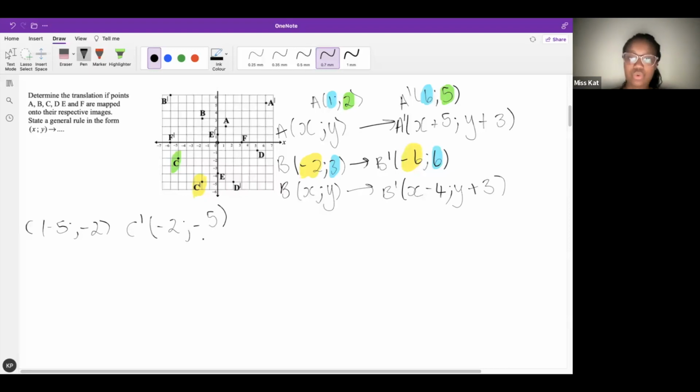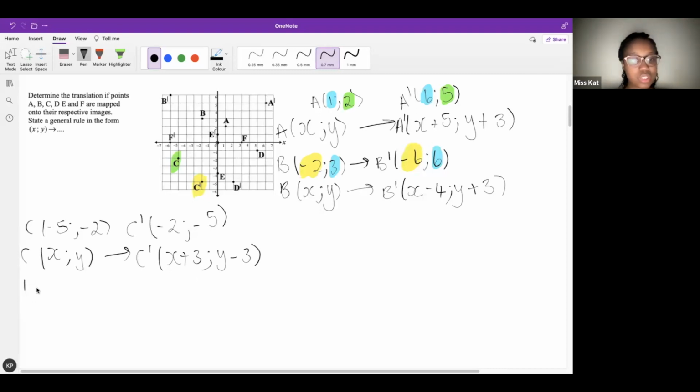Now, let us do our moving of coordinates, okay? So if C is X and Y, then C prime is going to be X. How do I get from -5 to -2? Plus, how much? Thank you, Abu. Plus 3. And how do I get from -2 to -5? -3. So it will be Y -3. Nice. Are we feeling better? I feel like the more we do it, the more we're sort of getting there.